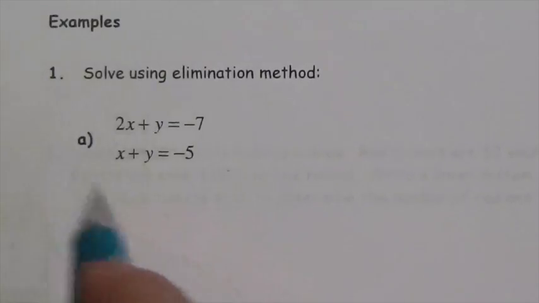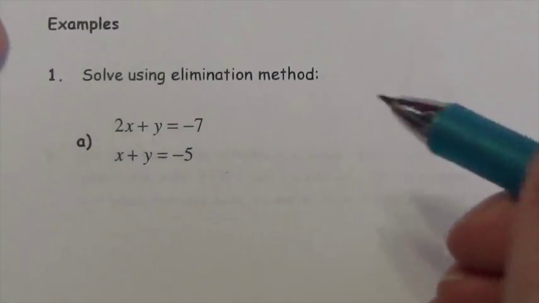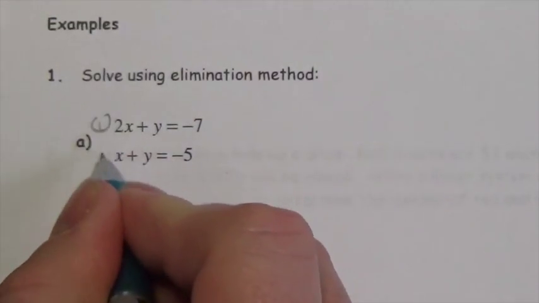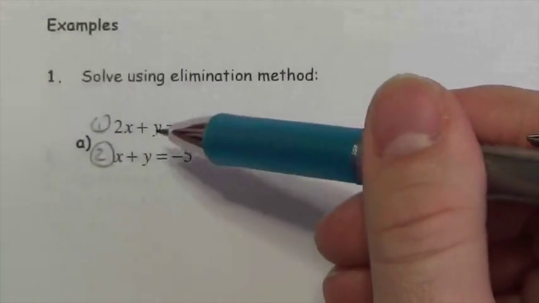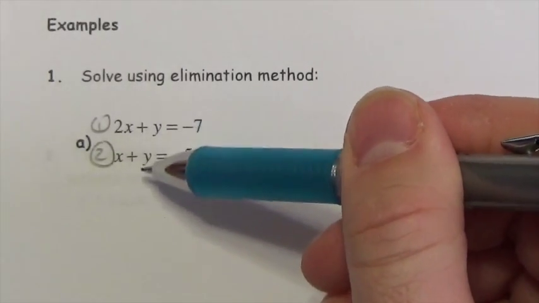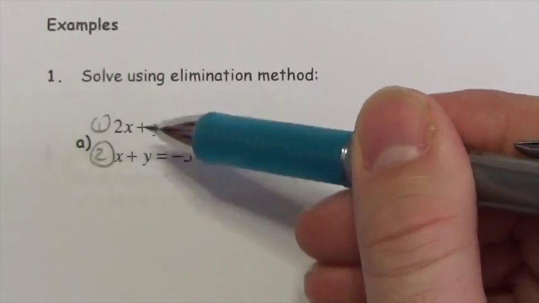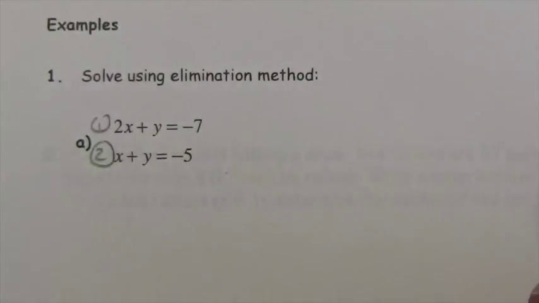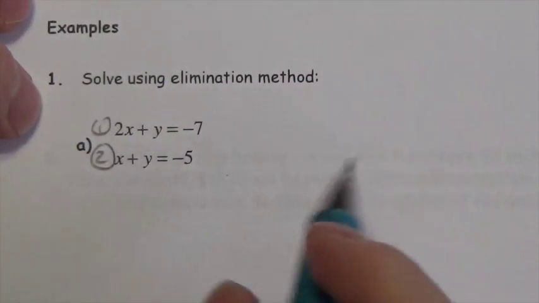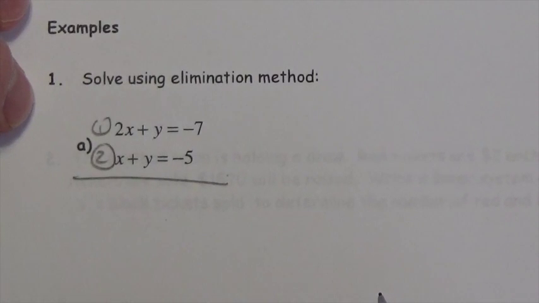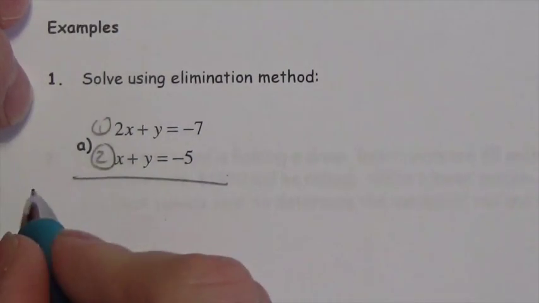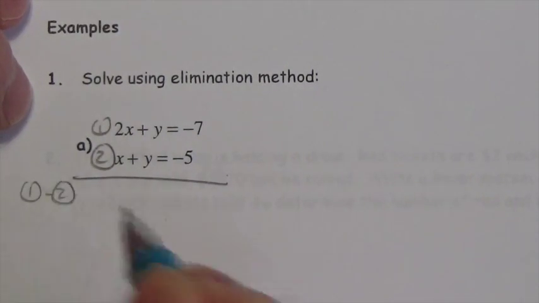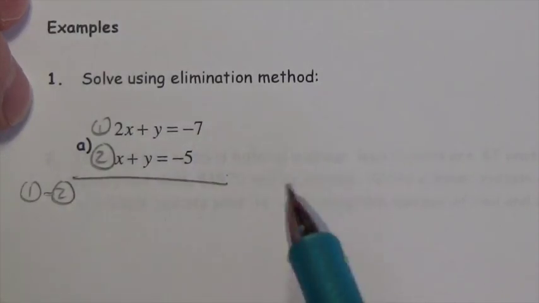All right, so here we go. We're going to solve this system by elimination here. So here's equation 1, here's equation 2. Now notice right away that the coefficients of y in both of these equations are 1. Now what I'm going to do here is draw a line underneath, and I'm going to take equation 1 and subtract equation 2 from it.